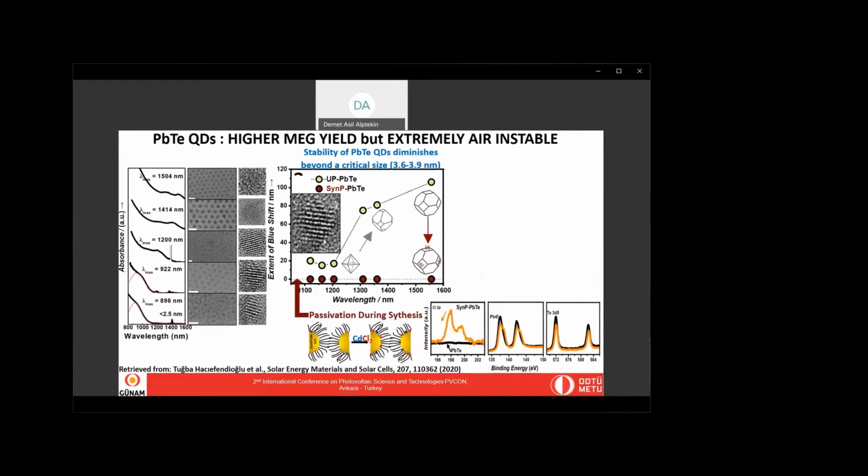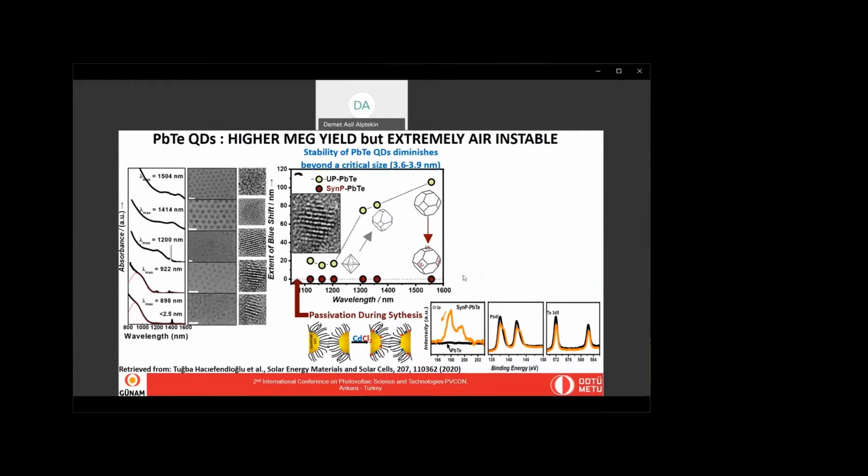We discovered that this is mainly due to the formation of these facets we called 111, and we saw that those facets are extremely air unstable and they need to be passivated. And this is what we've done in this study. We applied some metal halides to the surface of quantum dots, and we healed those defect sites on the surface, and then they become very air stable when they're exposed to air. As you can see, even for the larger quantum dots, we don't see any blue shift in air.